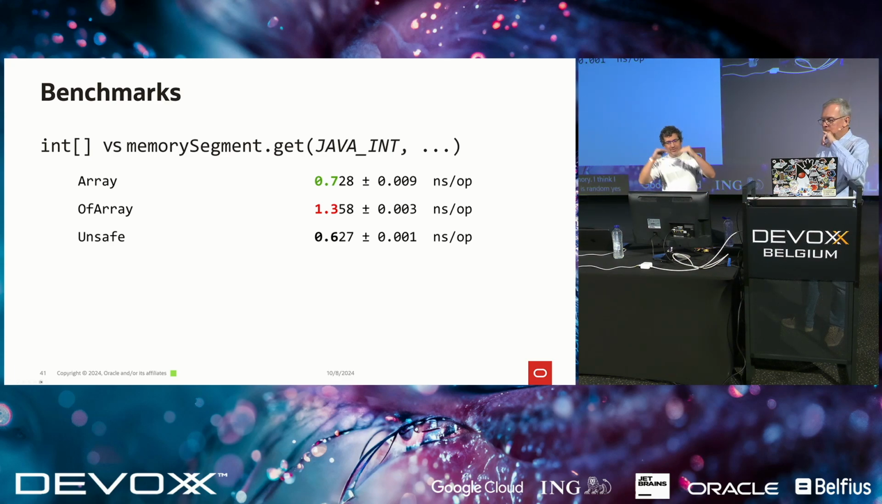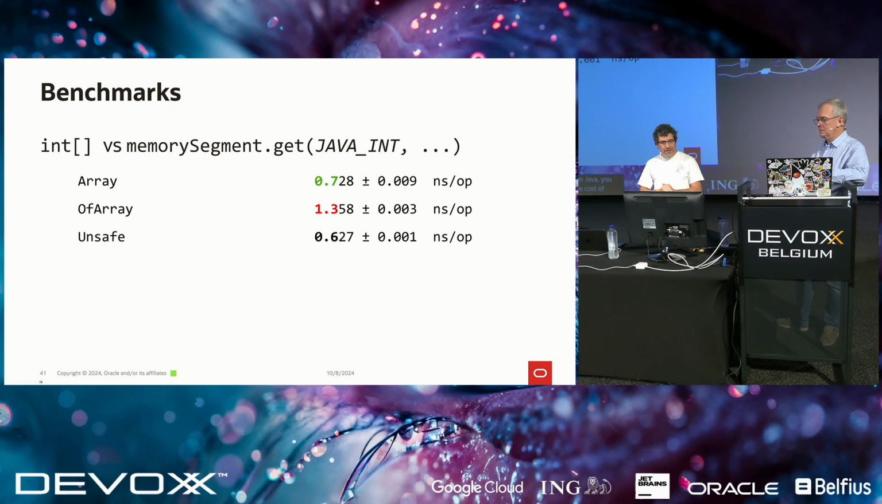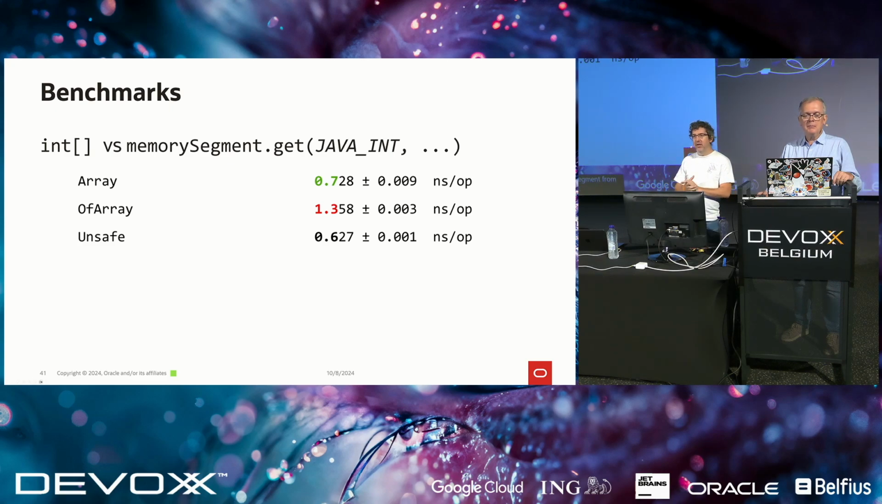The first bench is an array of int where I am trying to access one int inside. So the first one is really a classical array access. Just one array access, so it's quite cheap. If you compare to unsafe, you can see that unsafe is a little faster because when you do an array access in Java, you have to check the bound, and you can see the cost of checking the bound for one access. And if you are using off-array, where you create a memory segment from an array in memory, you can see that the cost is far higher.